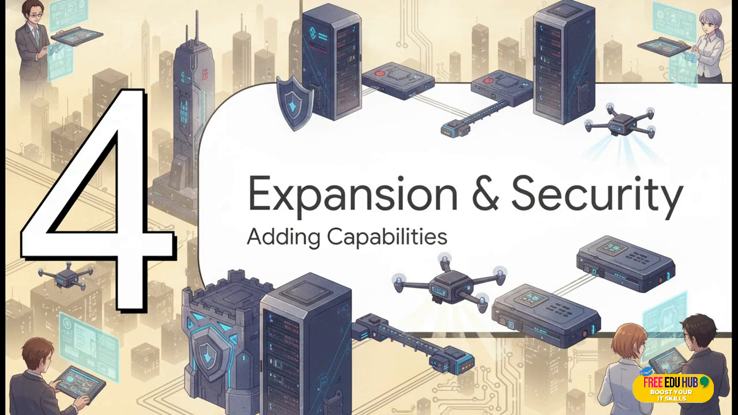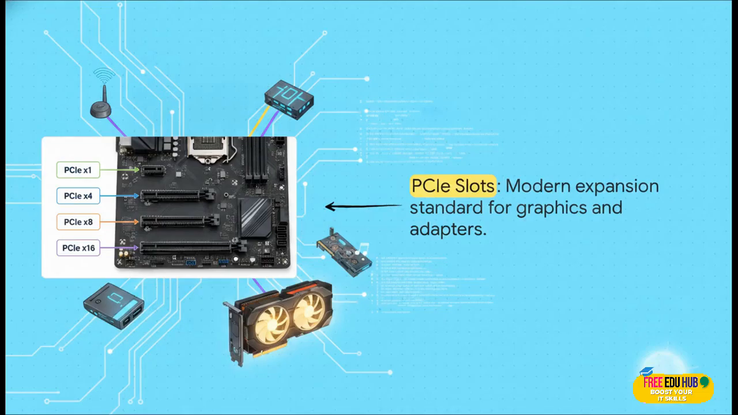Okay, section 4, expansion and security. Let's pan back out from the CPU and take a look at the suburbs of our city grid. How do we actually add new capabilities and, more importantly, keep it all secure? We add those capabilities using expansion slots. The modern standard you absolutely have to know is PCIe, which stands for Peripheral Component Interconnect Express. And as you can tell, they come in different physical sizes.